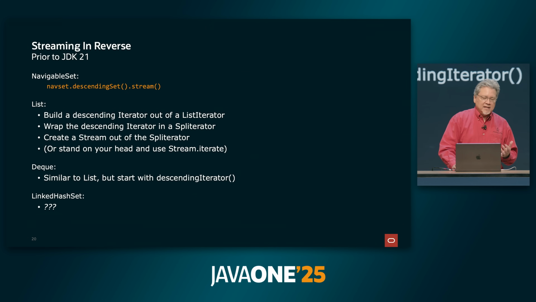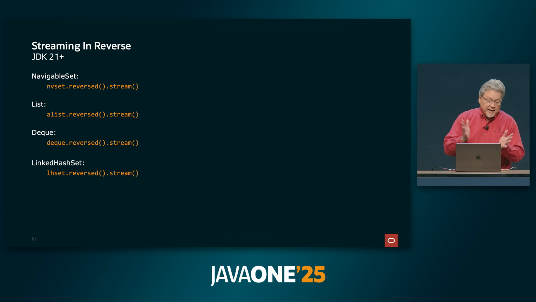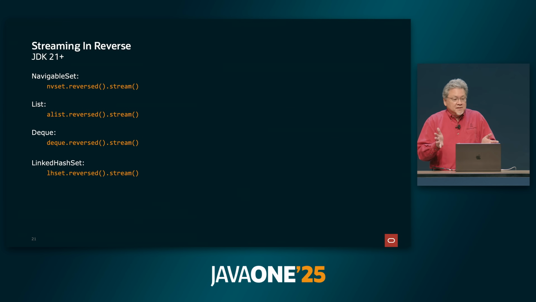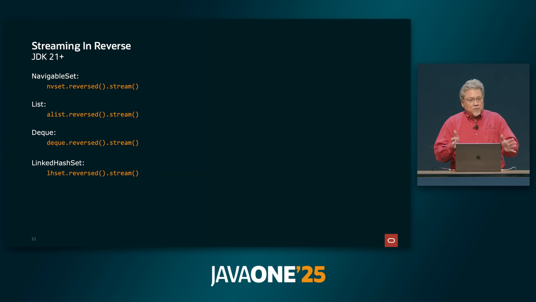Deque has kind of the same issue, but you already have an iterator that goes in the order that you want, so you just use the descending iterator method on that. And once again, poor old linked hash set, no chance. So streaming in reverse gets the same treatment. Now we have the reversed method, and that gets you a reverse-ordered view, and then you just call stream on it. So it's all the same. Just call reversed.stream, and you get exactly what you want.